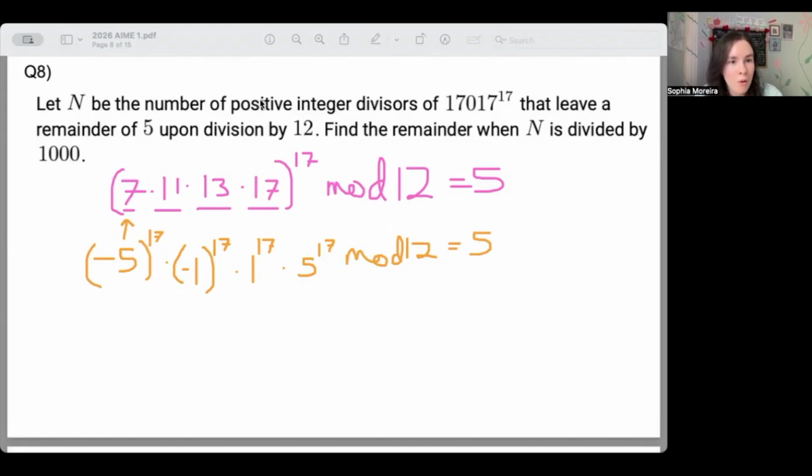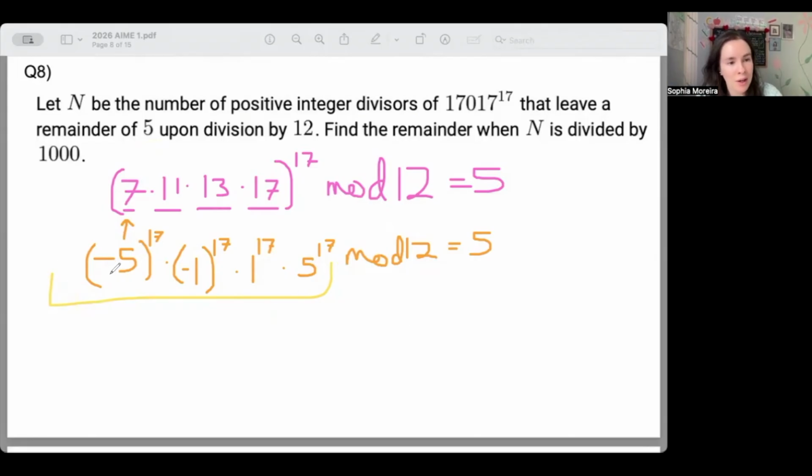Now, we're specifically looking for the number of positive integer divisors, and the way we can choose any divisor of this product is by saying, all right, we choose how many negative 5s we want, how many negative 1s we want, how many 1s, and how many 5s. So the total number is just 18 to the power of 4. That's the number of total positive integer divisors, but we want to know how many of them give you a remainder of 5, which means how many of these give you a product of 5.